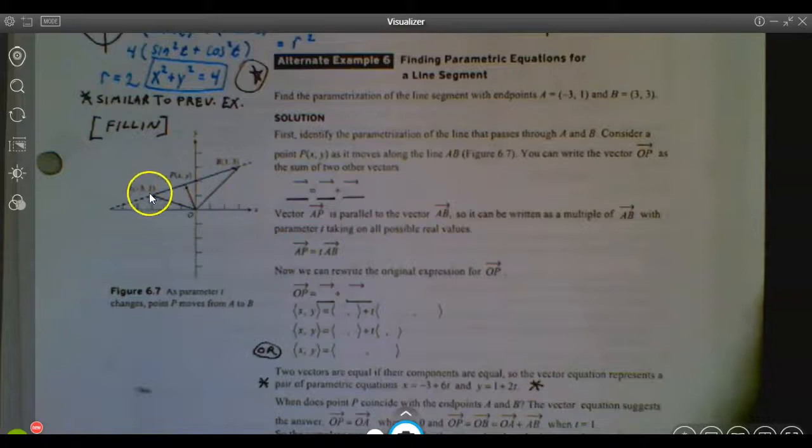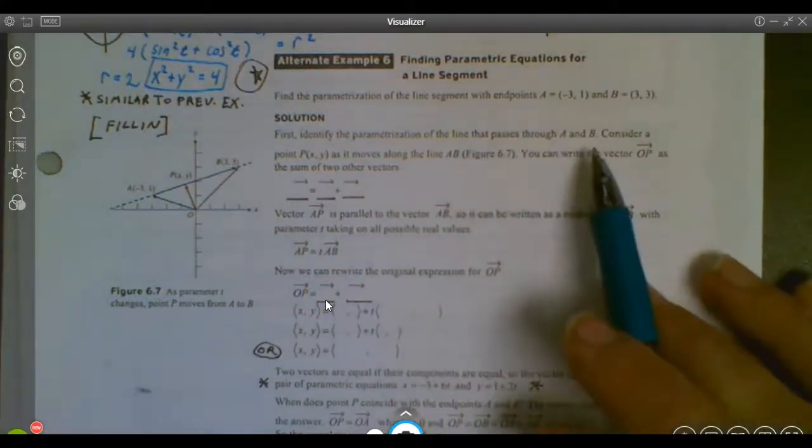Again, if I look at vector AB, we always want to link this to starting at the origin, (0, 0). So let me just go through the steps that we would go through on this from beginning to end. First, we want to identify the parameterization of the line that passes through AB.